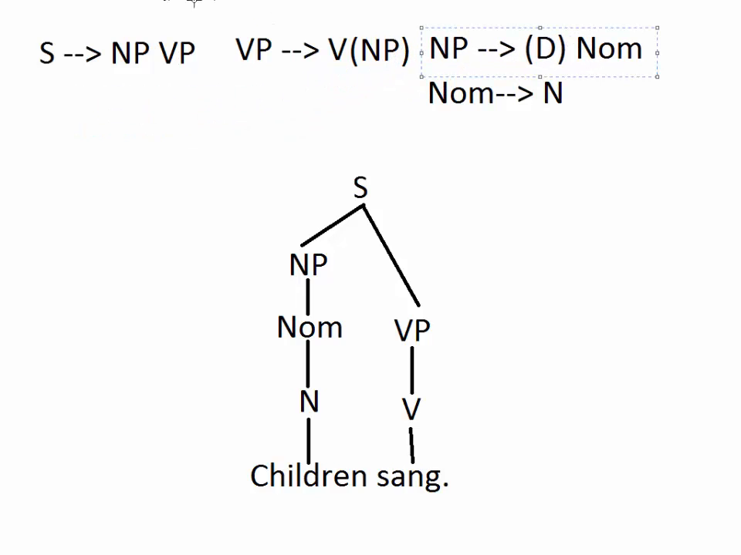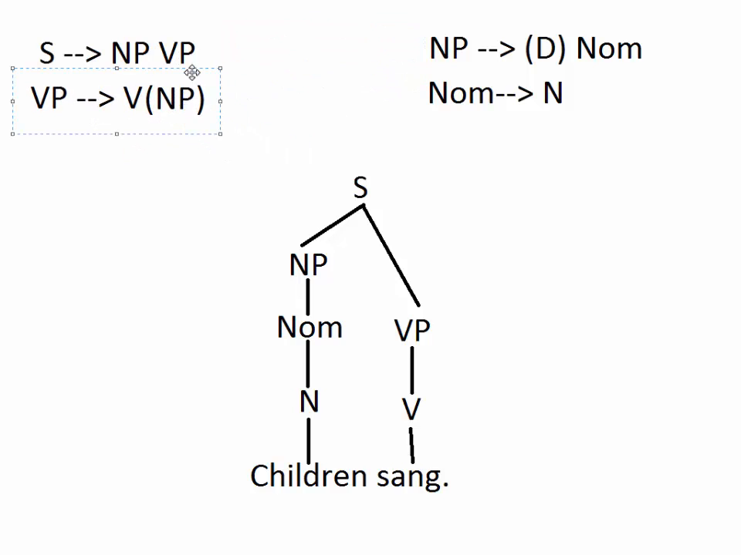Okay, so we've ended up with just 4 rules so far. A sentence can consist of a noun phrase followed by a verb phrase. The verb phrase is going to be a verb plus an optional noun phrase. The noun phrase is going to be an optional determiner followed by a nominal, and the nominal is going to be an N. Okay, so that'll be our 4 initial rules, and with that we'll be able to draw various tree structures. Okay, so now you can practice on that.